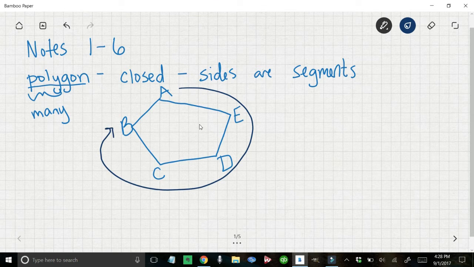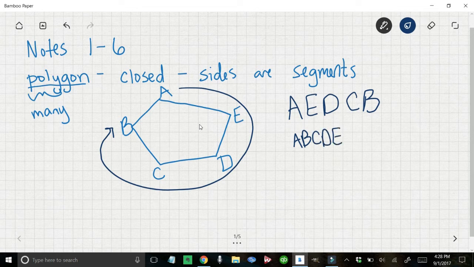So this one here, you could go clockwise and call this A, E, D, C, B, but probably 99% of the time you would just be calling this one A, B, C, D, E, because it's alphabetical and that kind of makes more sense. But I wanted to point out that you could start with any letter and go in either direction as long as you're going in order around that shape.